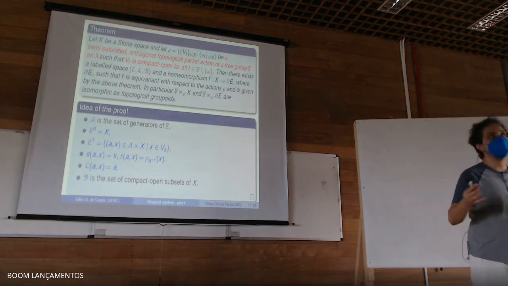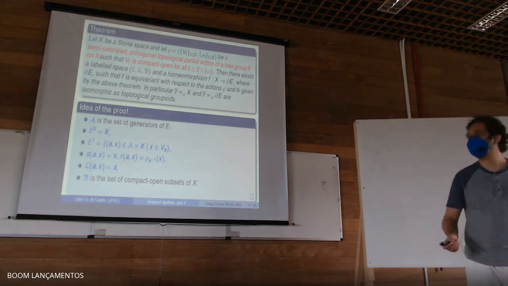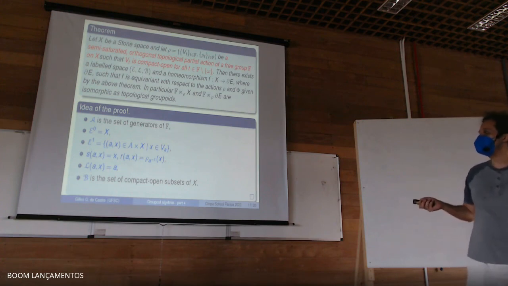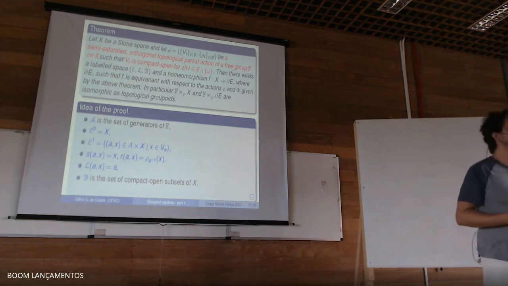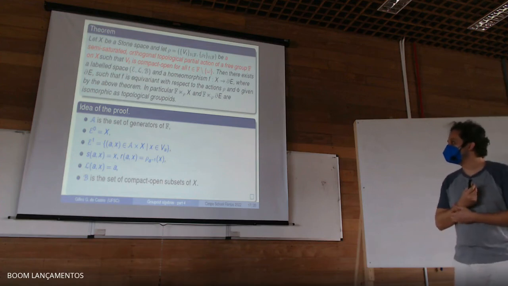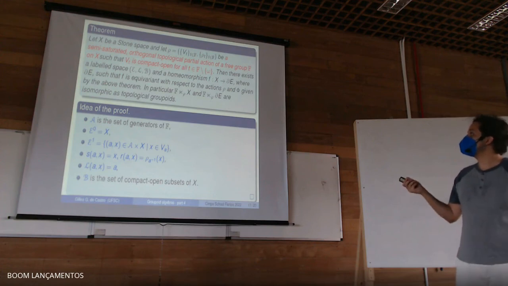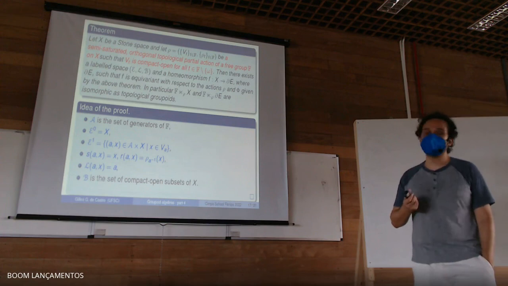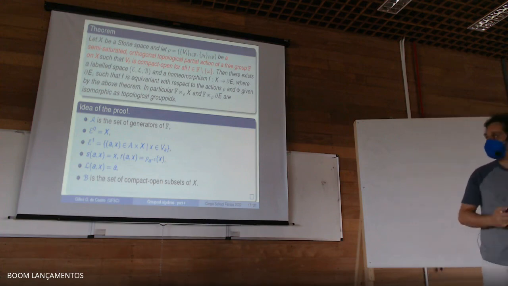Then there's a lot of work to do to show that this topological space that we find here is going to be isomorphic to X itself, and the isomorphism that we obtain is equivariant with respect to the partial action, so that we have the same groupoid that we had before.